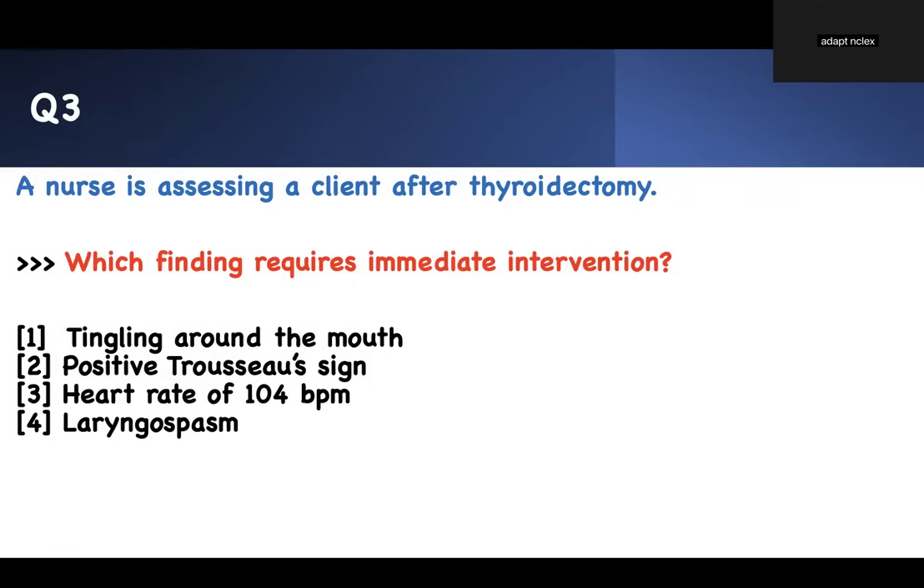You see, I'll break it down. Tingling around the mouth. Oh, calcium is down. Positive Trousseau sign. Oh, calcium is down. Heart rate of 104. Yeah, calcium is down. Laryngeal spasm. Calcium is down. But which of these calcium down is more dangerous? Airway, airway, airway. Number 4 is laryngeal spasm. If you only have numbness and tingling on your mouth or your lips, or when they put a blood pressure cuff around your forearm, they have spasm. This one, your airway muscles are having spasm. I'll pick number 4.